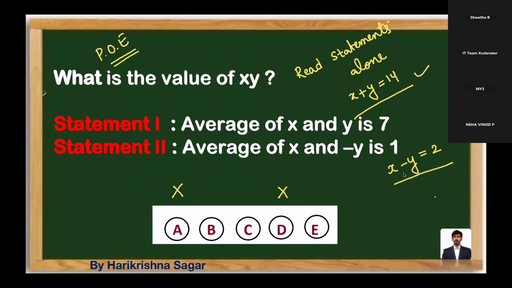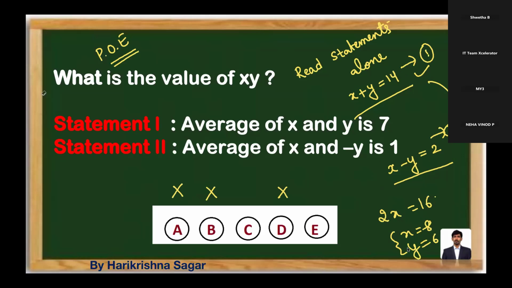So x minus y is equal to 2. Will you get the answer for x and y? No, definitely not. But if you merge these two, will you get the answer? Yes. x plus y is 14, x minus y is 2. If you add the two equations, 2x is equal to 16, so x is equal to 8. And once you know x is 8, we can easily say y is 6. From that, we can say the xy value.